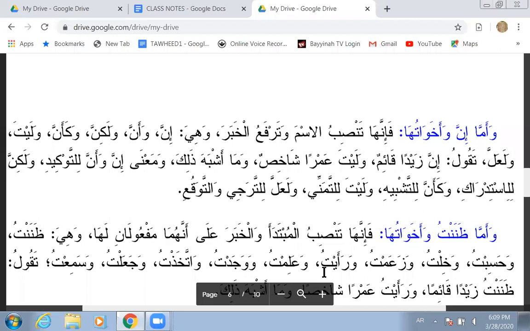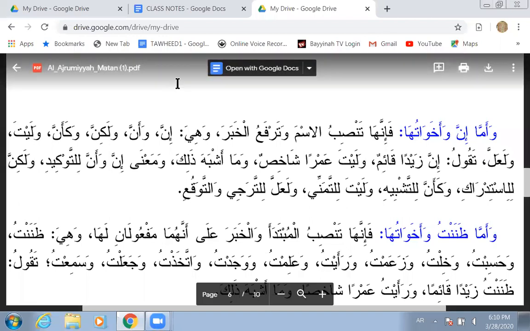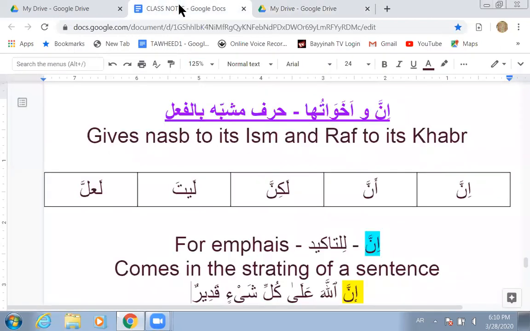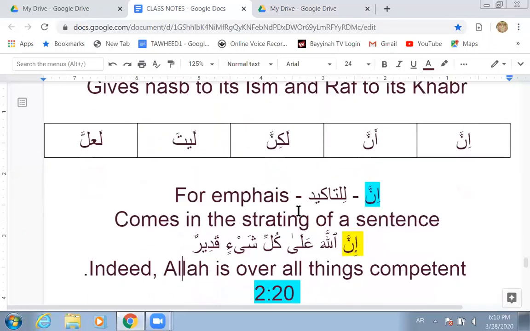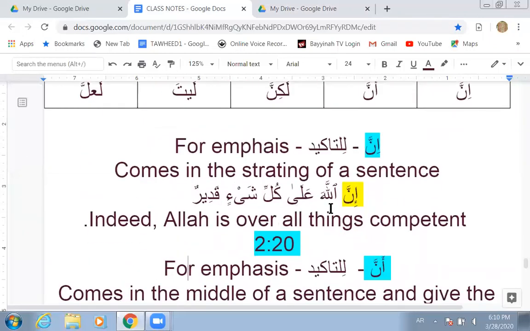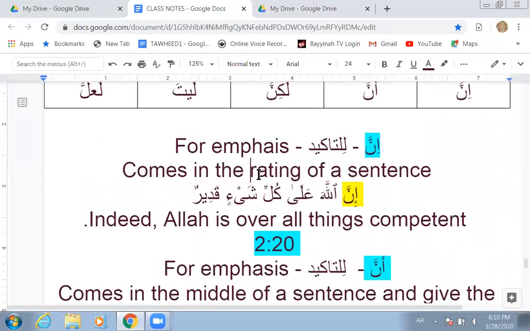So what is actually the meaning of it? We will discuss each and every word inshallah when we get into the class. Basically these are five of them. What inna and its sisters do is, when they enter upon a jumla ismiya, they give nasab to its ism and rafa to its khabar. They are inna, anna, lakinna, layta, la'alla. Inna, we know, is simple. It comes for emphasis and is used at the start of a sentence.